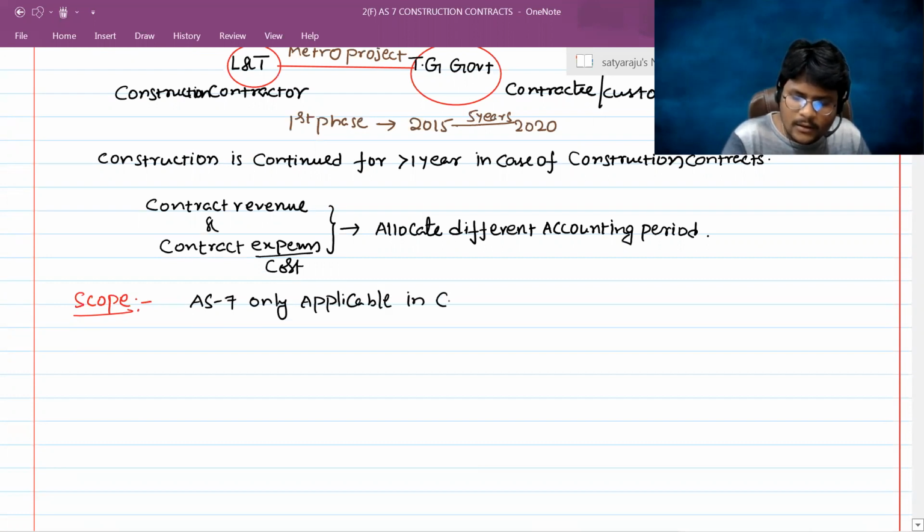In contractor books. It is only applicable in contractor books.